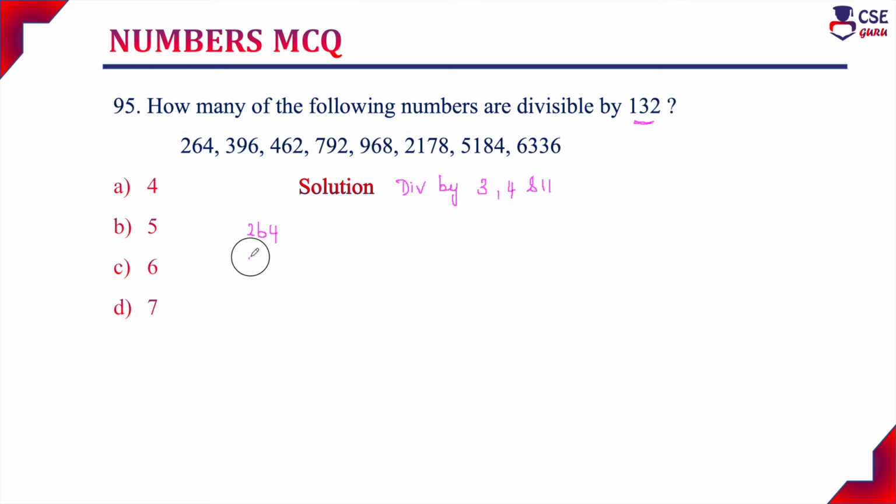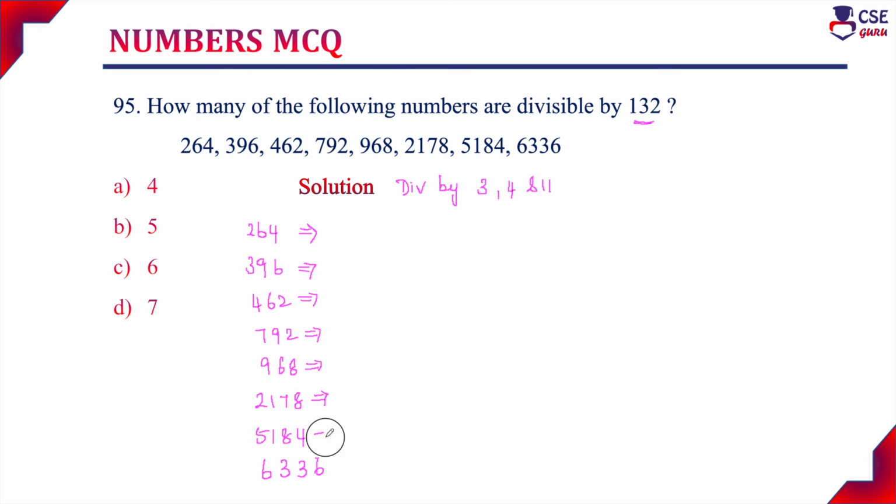So the first number is 264 and the second number is 396, 462, 792, 968, 2178, 5184, 6336. For a number to be divisible by 3, the sum of its digits should be divisible by 3. So first we will check whether all the numbers are divisible by 3. If so, then we will check whether it is divisible by 4. If so, then we will check whether it is divisible by 11.